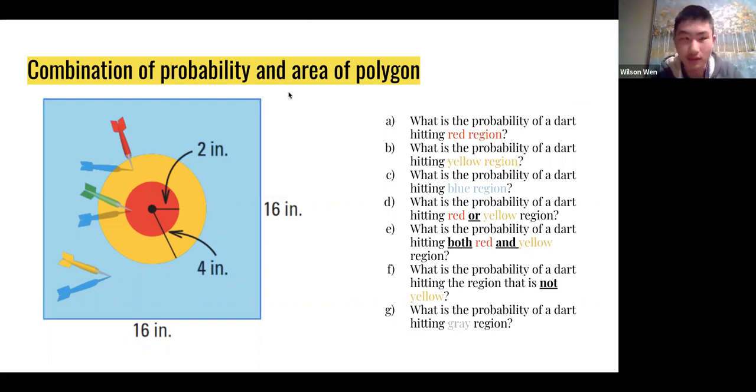So 16 times 16 is 256, and 256 should be the area of the square. And then the chance of, I assume in this case, the dart can only hit the board. So the area of the red circle would be pi r squared, which is 4 pi. And so it would be 4 pi over 256. And that will give us roughly 0.05, so about 5%.